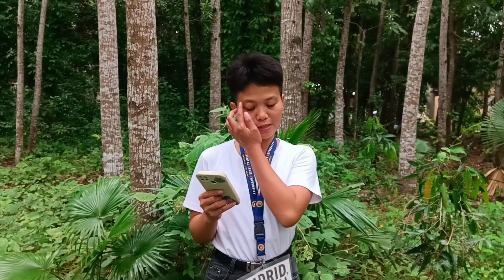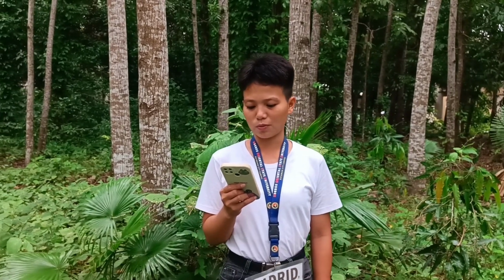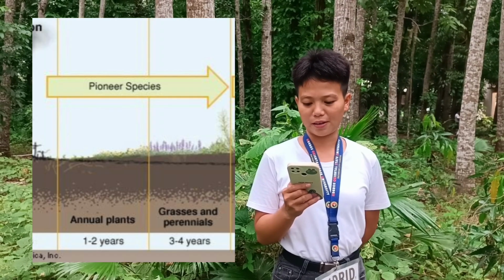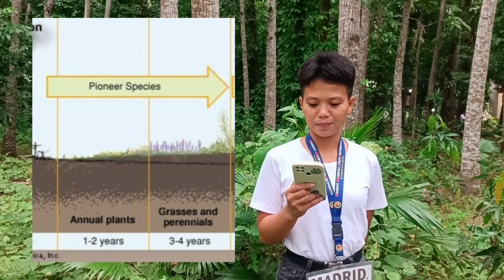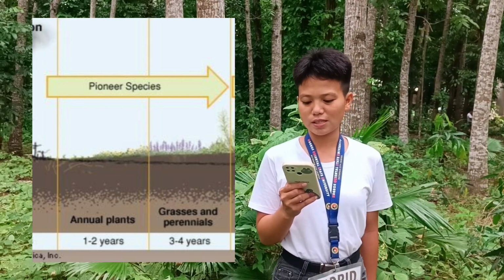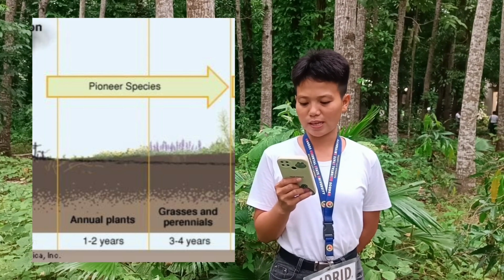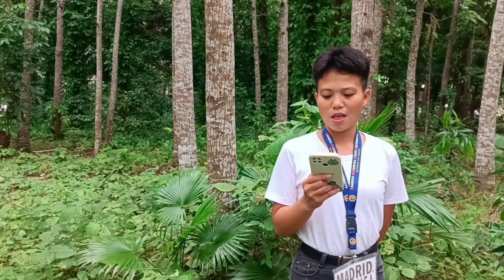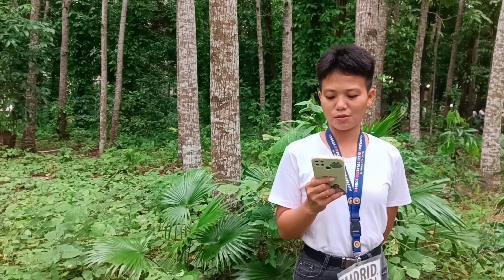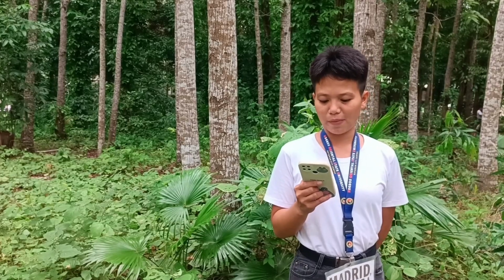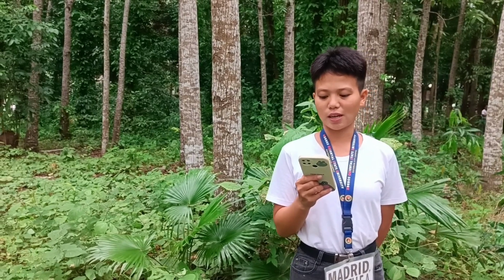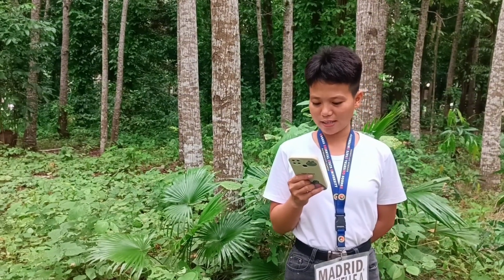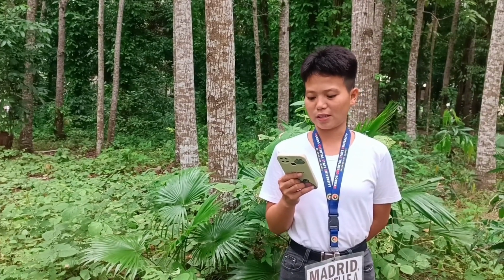Let's begin with the first stage. This is what we call the pioneer species. As you can see, the ground looks pretty bare, like it's been disturbed by a fire. But look closely. You'll notice small plants, grasses, mosses, and weeds beginning to grow. These are the pioneer species. They're tough and can survive in these rough conditions. Their main job is to stabilize the soil and start improving it.